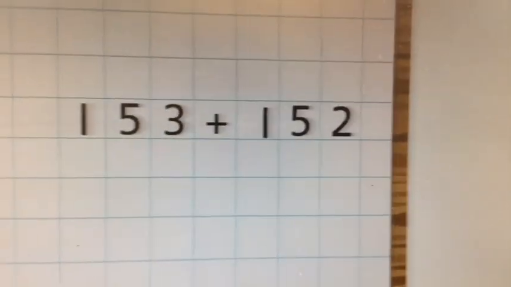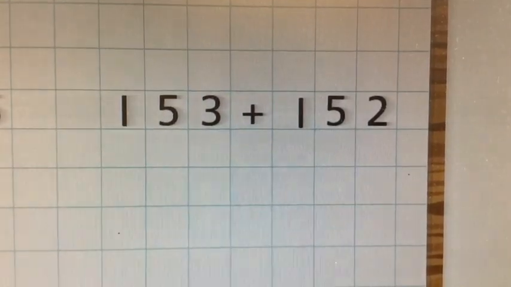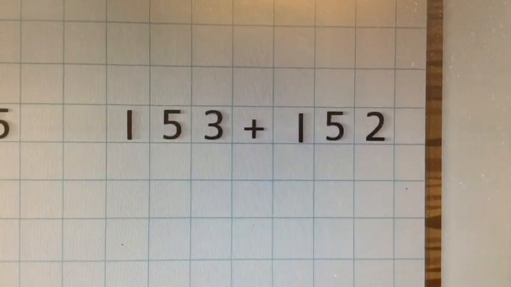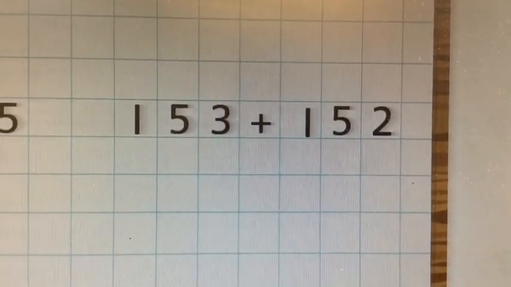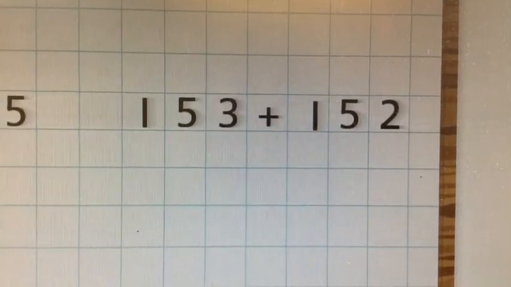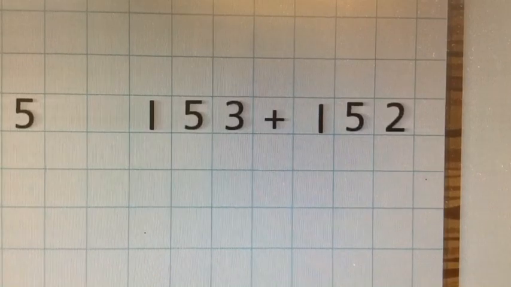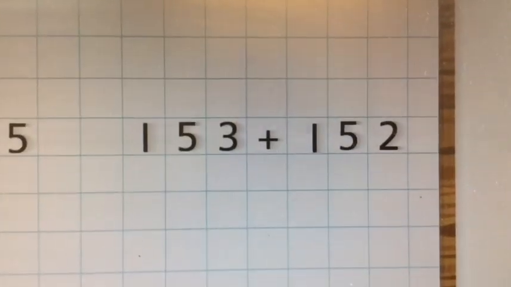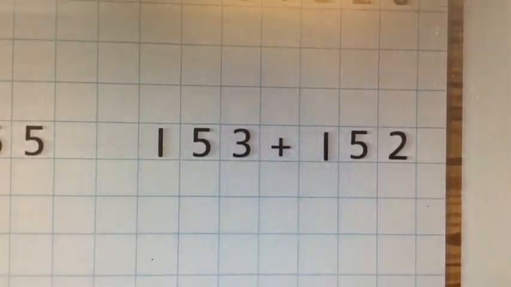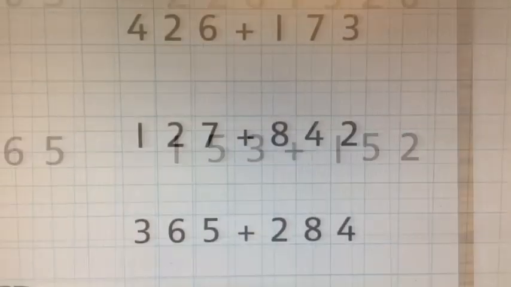And how about this one? That's a near double, isn't it? What's double 152? Double 100 is 200. Double 50 is another 100. That's 300. Double 2 is 4. 304. But you need to add another one, don't you? 305. You might have done it a different way, which is fine.